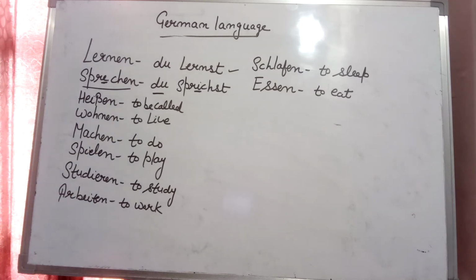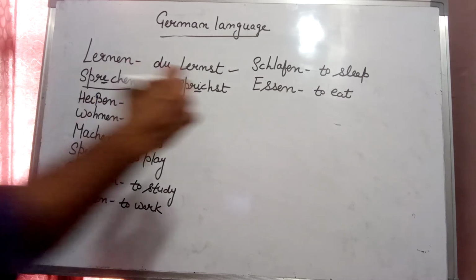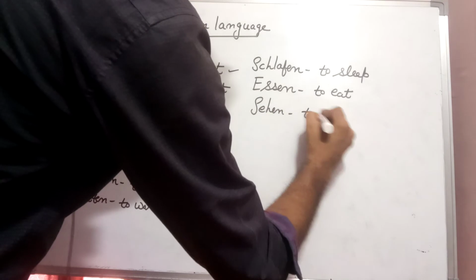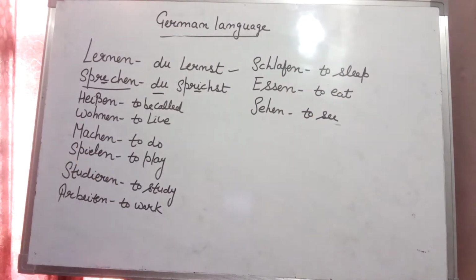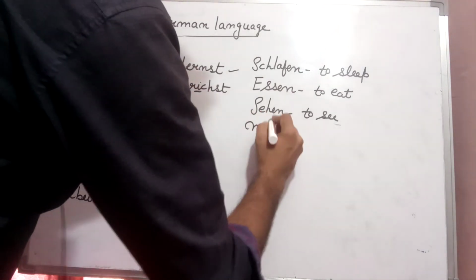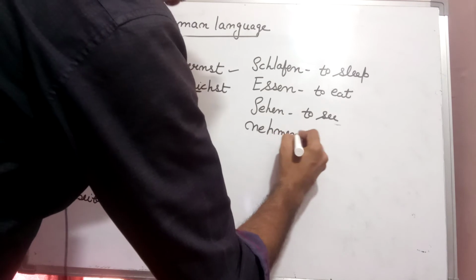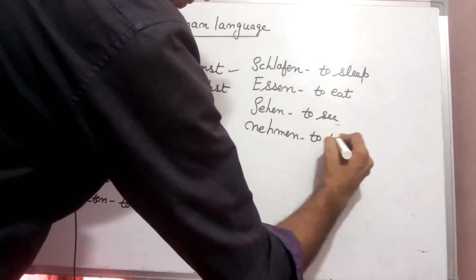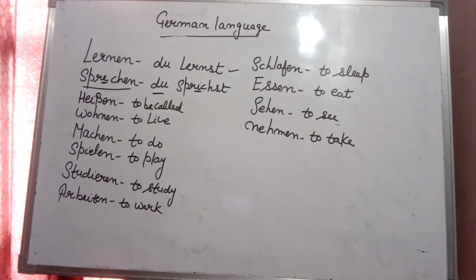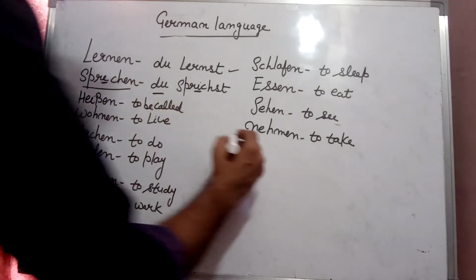So the next verb we have is sehen. Is to see. Okay, the next verb we have is nehmen. That is to take. Is it clear to you? The next verb we have, we have a lot of verbs over here, that is treffen. That is to meet.